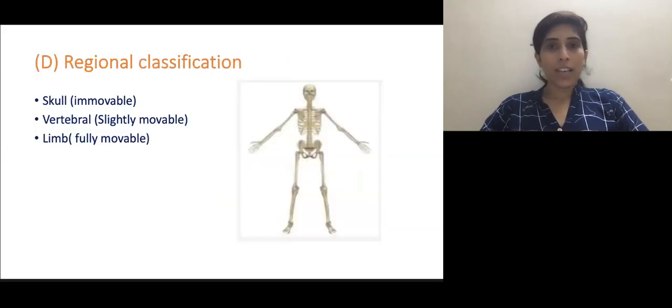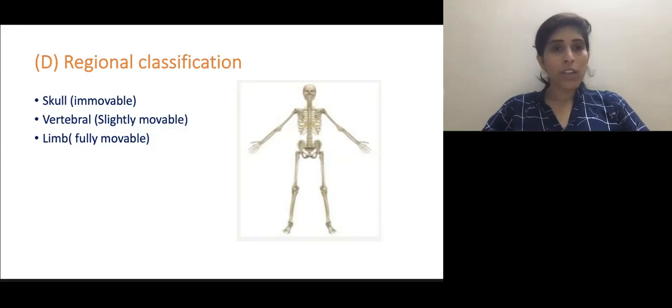Next is the regional classification. According to the regional classification, we divide the joints into the skull, that is the immovable type of joint, vertebrae, that is the slightly movable type of joint, and limb, that is the freely movable type of joint. So this is all about the joint classification and definition.